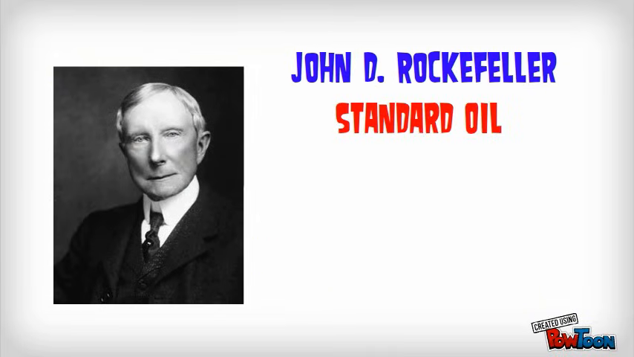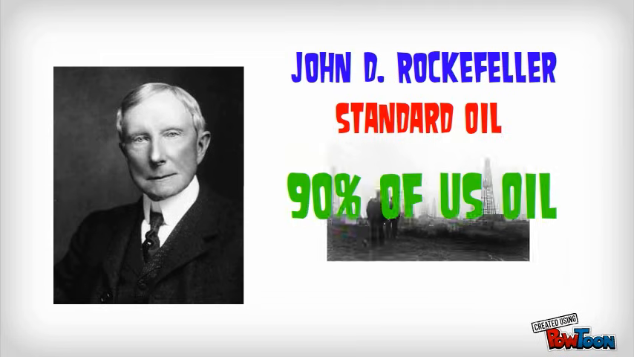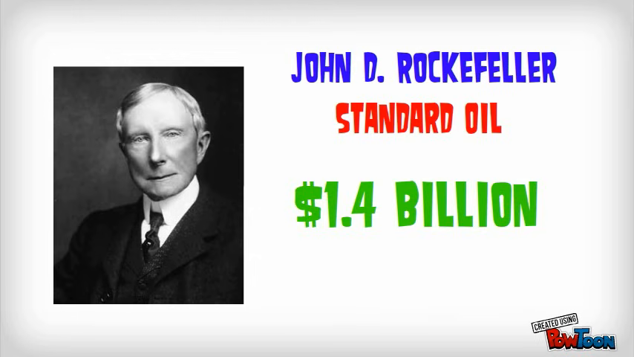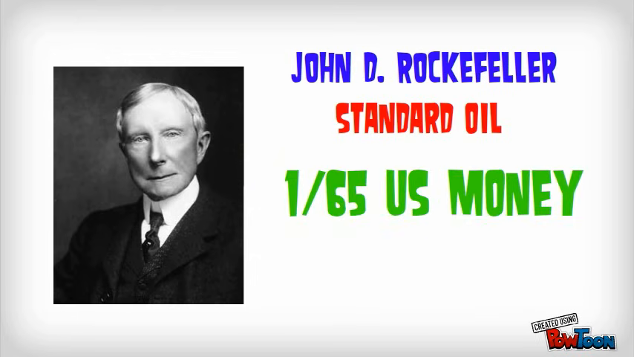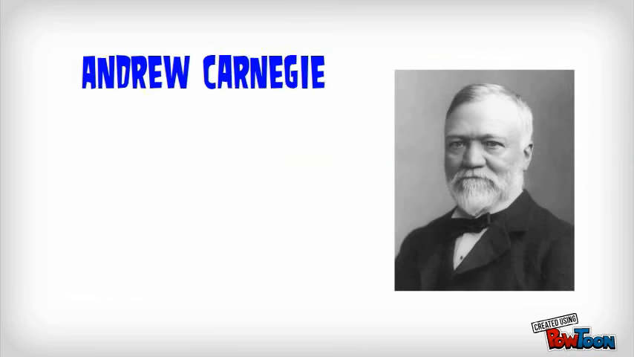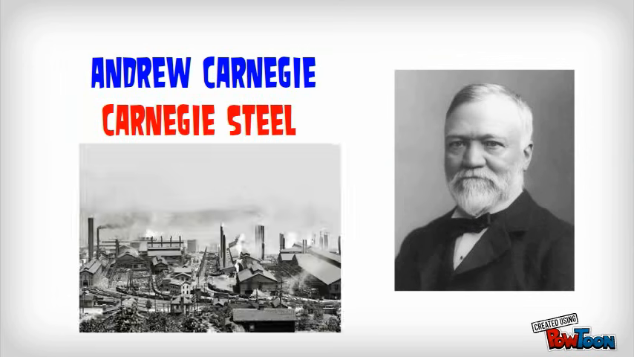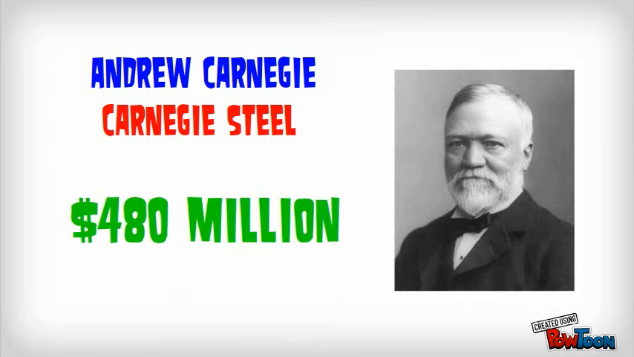John D. Rockefeller started Standard Oil right here in Cleveland, Ohio, and soon controlled close to 90% of the nation's oil, making him the world's first billionaire. Convert Rockefeller's net worth to today, and he would have over $22 billion. Scottish immigrant Andrew Carnegie formed Carnegie Steel and soon dominated the U.S. steel industry, building steel plants in Pennsylvania and Ohio. Ever drive down Carnegie Road in downtown? Carnegie sold his business for $480 million, then gave away almost $300 million before he died.